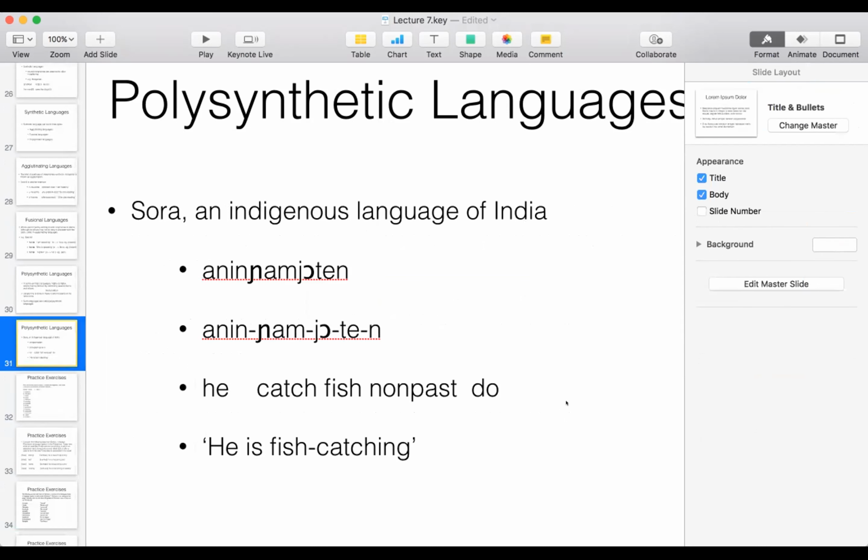Here I have an example of Sora. If you've seen the movie The Linguists, you probably would have heard of Sora before. So this is anin nyam nyaten, anin nyam nyaten, anin nyam nya te na. This is one sentence, even though it just looks like one word. The meaning of this is he is fish catching, where the fish morpheme is incorporated into the catch, to create that one complex sentence. Like I said, Eskimo is another example of a polysynthetic language, and here is an example from Sora.